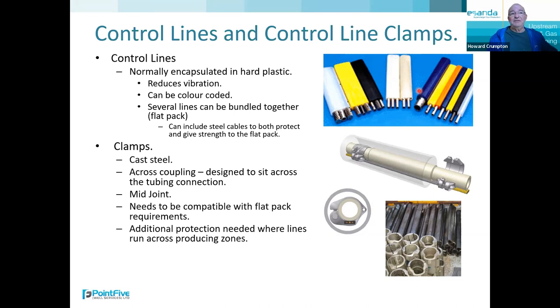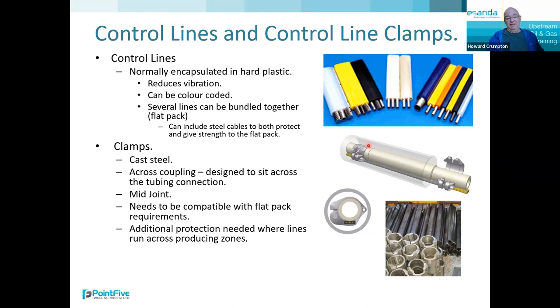In the early days of the North Sea, we discovered that a lot of our control lines, which were just quarter inch bare stainless steel lines, clamped to the outside of the tubing with some very rudimentary clamps, a lot of these things were breaking. And they were breaking at the splash zone at sea level because of vibration. By encapsulating them in plastic and using well-designed clamps to hold them onto the tubing, that problem was eliminated.